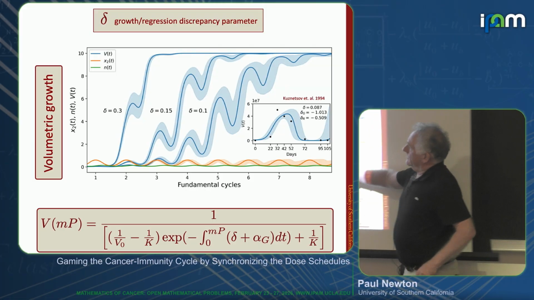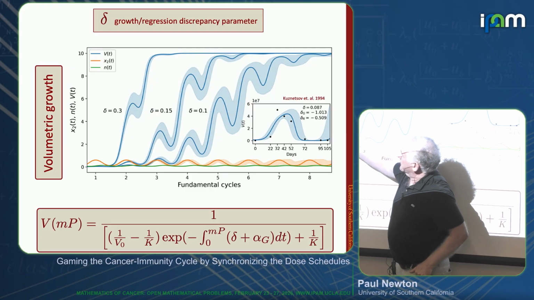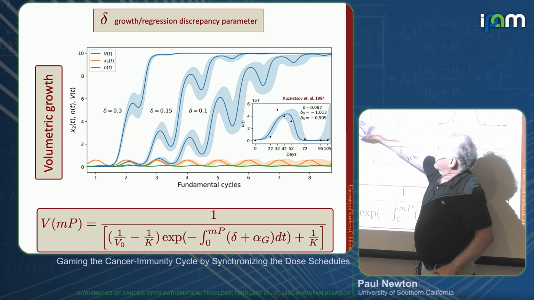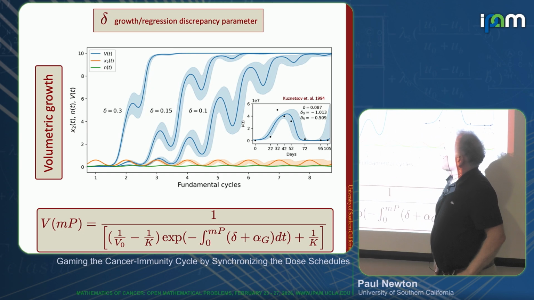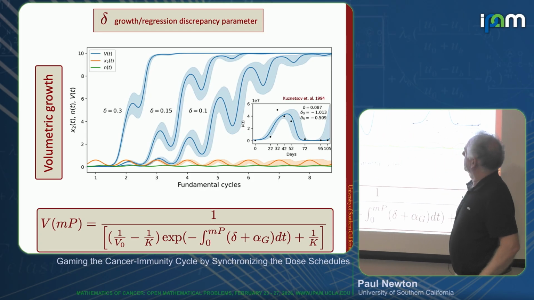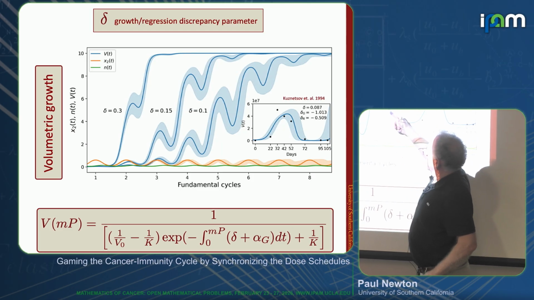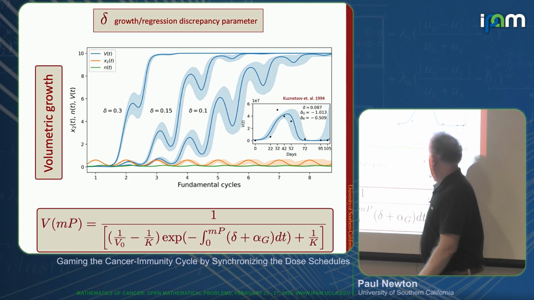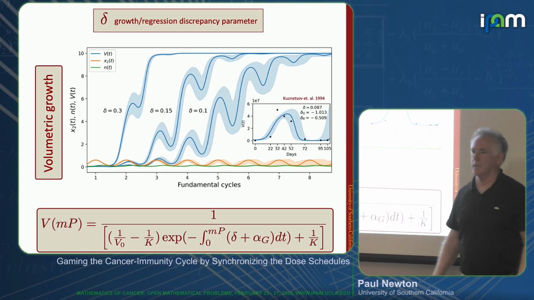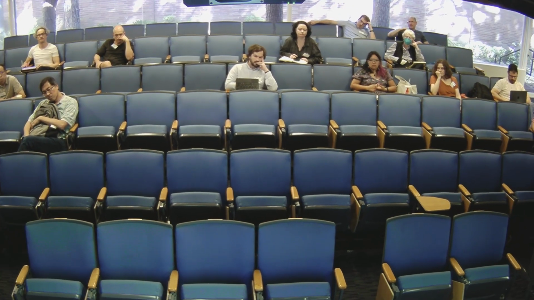This is what the model spits out in terms of the tumor volume. I'm showing it for different discrepancy parameters that allow us to sweep through different kinds of growth curves. As I say, this regression is due to the immune response, and the growth is due to the growth. So far, absolutely no chemotherapy, no immunotherapy. Sure. Why does the tumor keep going higher and higher in the oscillations while the immune response does the same thing?